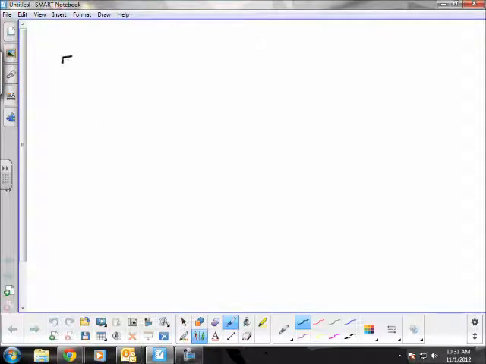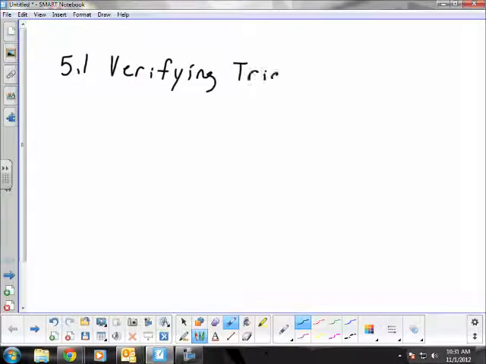So we are in 5.1. We're going to start this chapter on identities. It's called Verifying Trig Identities. It starts on page 586. So if you want to turn to it and kind of keep up with it.